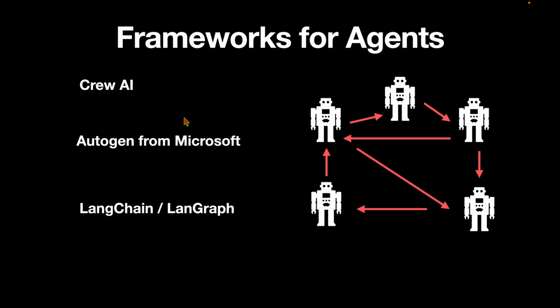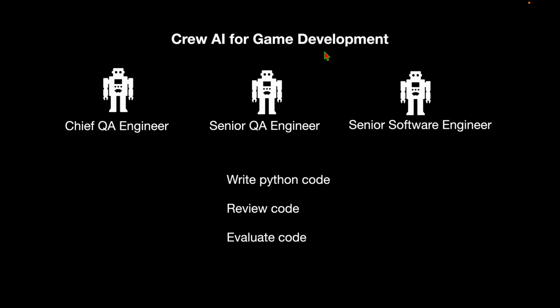In this video, let's focus on CrewAI, and let's build a small game, which is the well-known snake game, and we are going to involve 3 agents for this. The first one is going to be a software engineer agent, and that agent is going to collaborate with a QA engineer, and that agent in turn is going to collaborate with a chief QA engineer. Together, these 3 agents are going to write Python code, review the code, and evaluate it so that the game they have developed is production ready. So without further ado, let's get started.